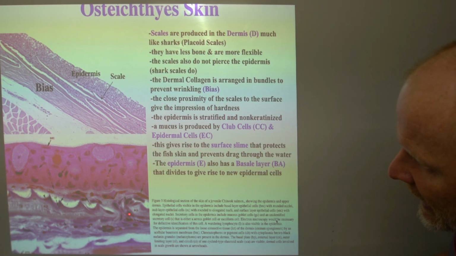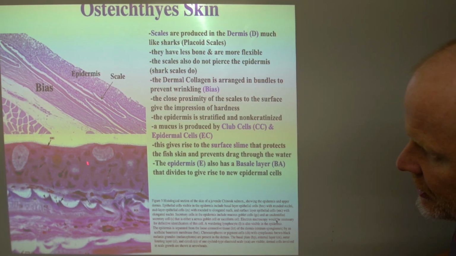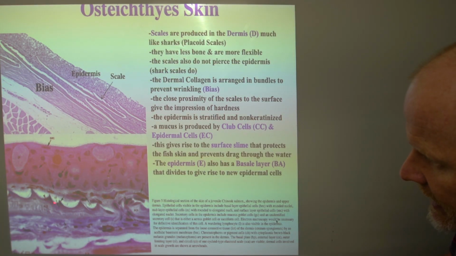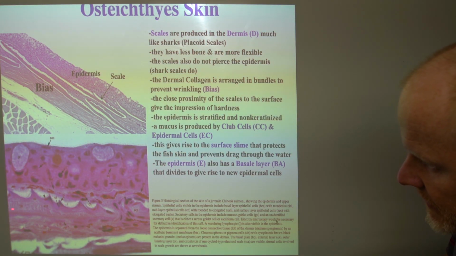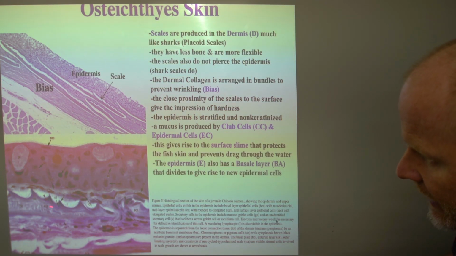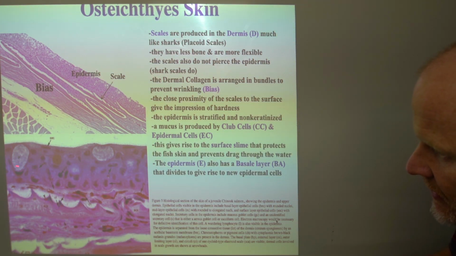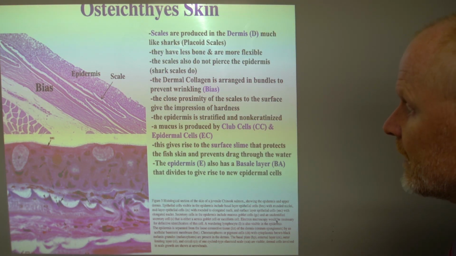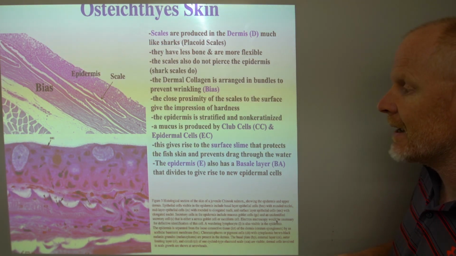So this is a higher power image of the skin showing you the epidermis and then the dermis underneath. This is a scale down here that has the spikes on it. It's a ctenoid scale. This is the basal plate of the spike scale. Up here is the epidermis, and these are goblet cells. Single-celled mucus-producing cells are called goblet cells, or they can often be called a club cell.